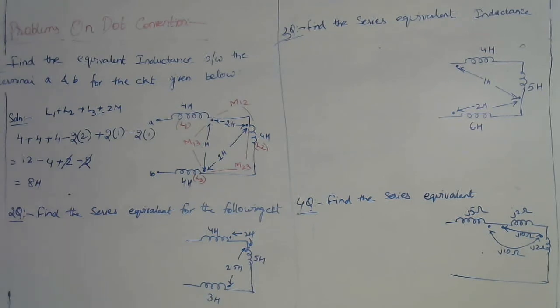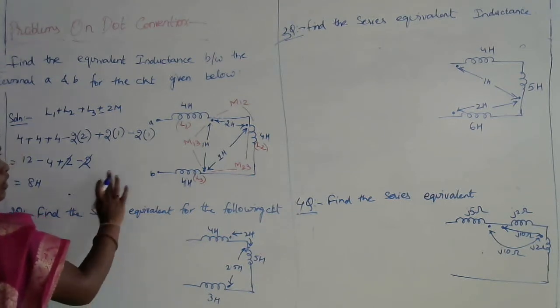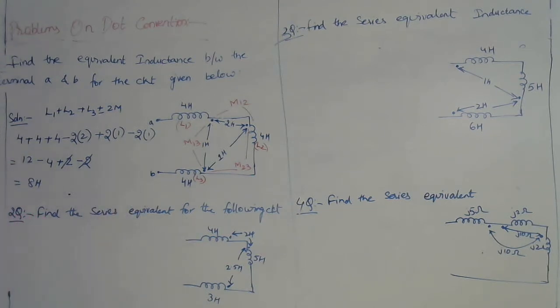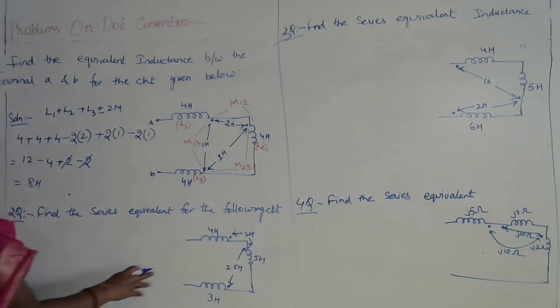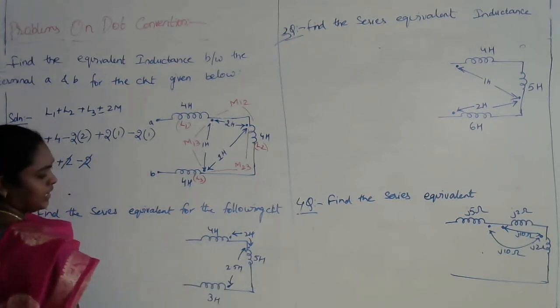Similarly, let us see the second one. All these four problems are related to finding out the series equivalent inductance. The only concept is how to write down the mutual inductances. Here the positive and negative sign plays a very important role in finding out the mutual inductance current direction. So here it consists of three self-inductances.